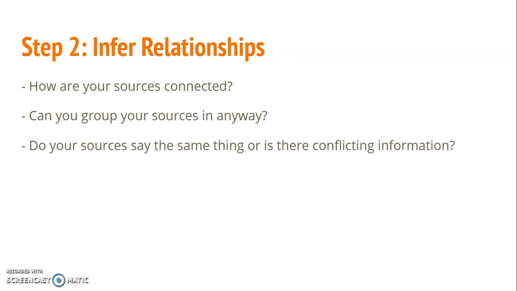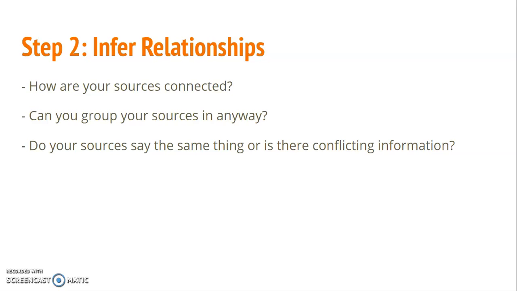So step number 2 is to infer relationships. You have to think about how your sources are connected just on their own. Maybe 2 of your sources say similar things. Can you group your sources in any way? How can you put them together? You have to start to infer these relationships between these things. To infer means to think of something that's not necessarily there.